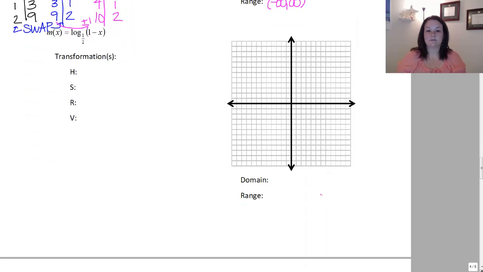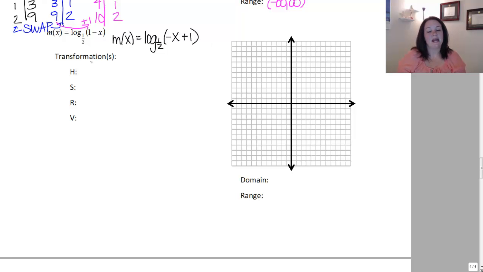So this one is m of x equals log base 1/2 of 1 minus x. And the first thing I'm going to do is rewrite this because I hate it when they don't write the x first inside the parentheses. It really doesn't matter, but it bothers me. So I'm going to write this as m of x is equal to log base 1/2 of negative x plus 1. Writing it in the correct order helps me to see the transformations. Okay, if you're fine with the way it was written before, that's completely fine.